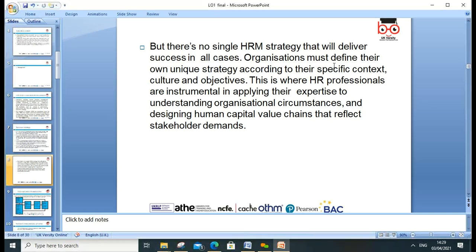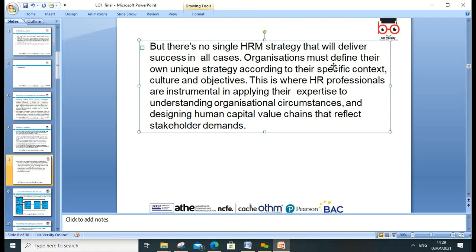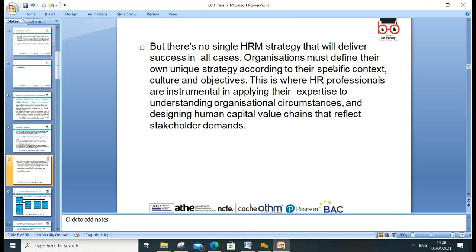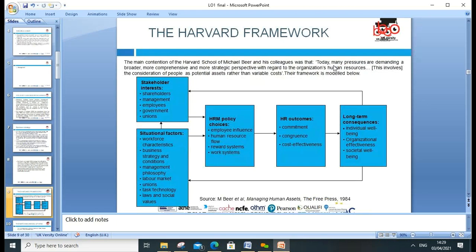So we have to think about the HR professional as an instrument applying their expertise, understanding organizational circumstances, dealing with the human capital value chain, reflecting the stakeholders' demands. We have different frameworks and models. One is called the Harvard framework. This is the main contention of the Harvard School, developed by Michael Beer and colleagues. Today many pressures demand a broader, more comprehensive and speedy perspective. So we need to look at human resource management and manage the stakeholders' interest.